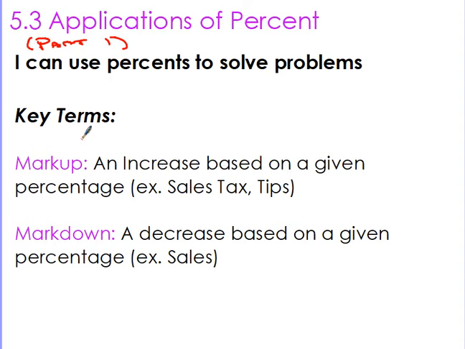So markup, markdown, you've already seen these definitions, but now we're opening it up a little bit more. Markup is an increase based on a given percentage, and some examples are sales tax and tips. A lot of times when we go out to restaurants, it is customary to leave a tip of at least 15%, so we need to know how to figure out what 15% is. That way we can leave the correct tip. A markdown is a decrease based on a given percentage, and the most common markdowns are just sales in stores.